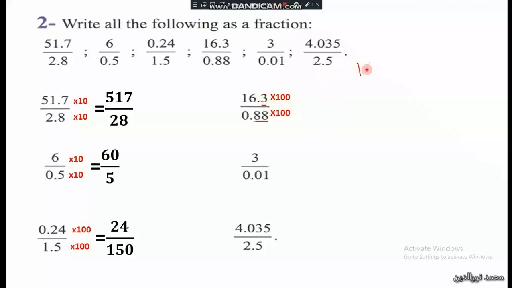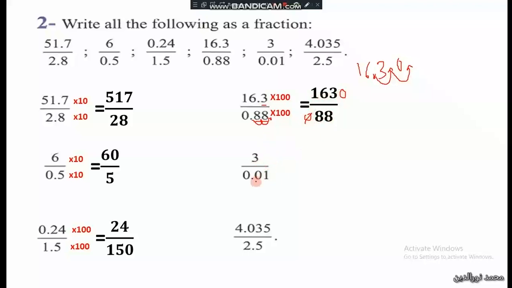Here we have 16.3 multiplied by 100, so we move the decimal point to the right 2 steps, 1 and 2, and we put in this pocket a 0, so it becomes 1630. And there is a correction here, we have to put 0.88 over 1, 2, and it becomes 88. The 0 is not useful, so it's 1630 over 88.